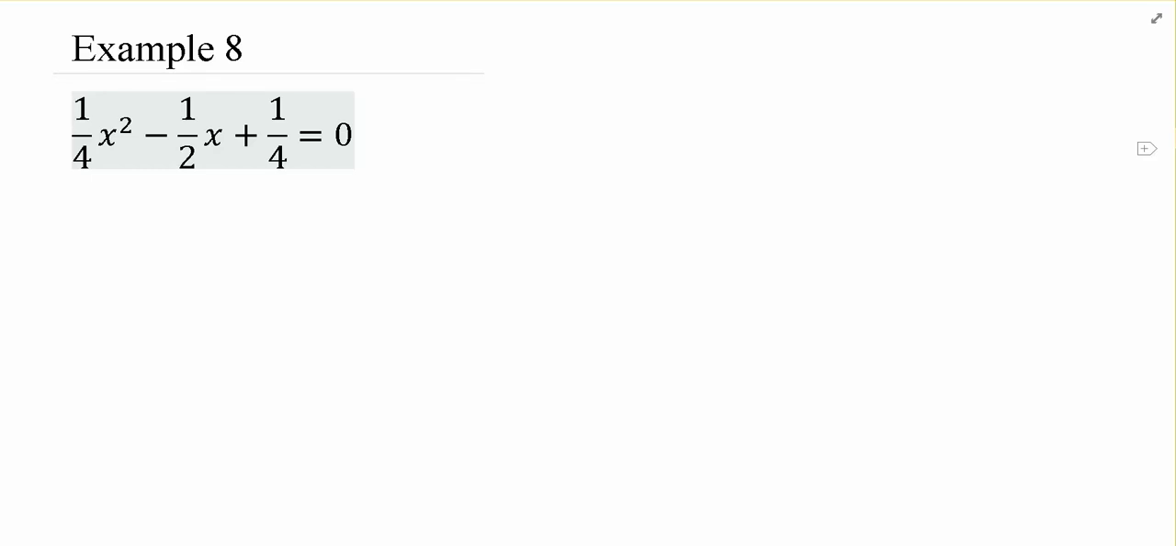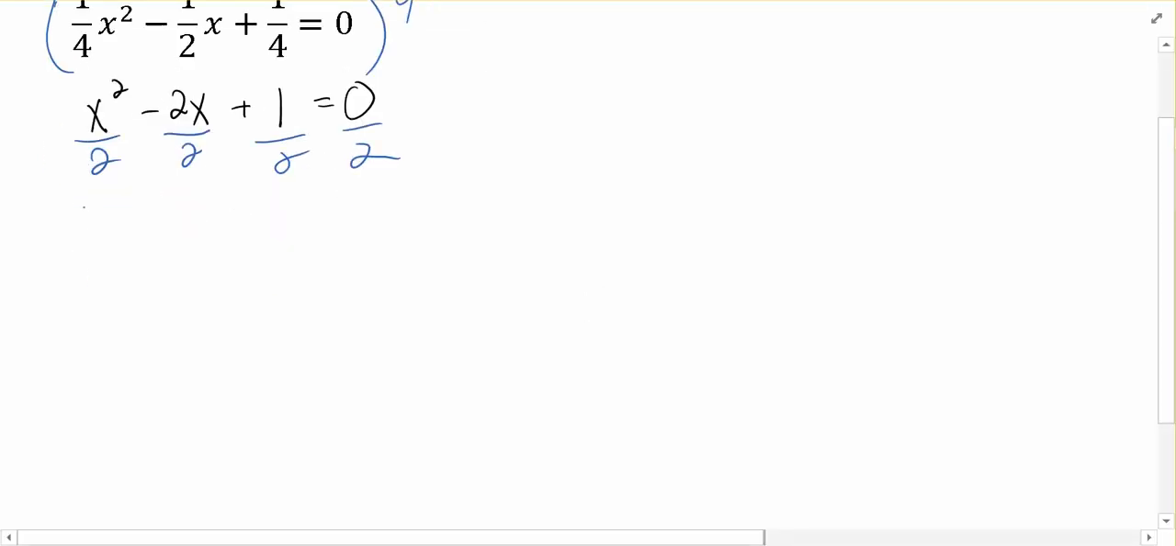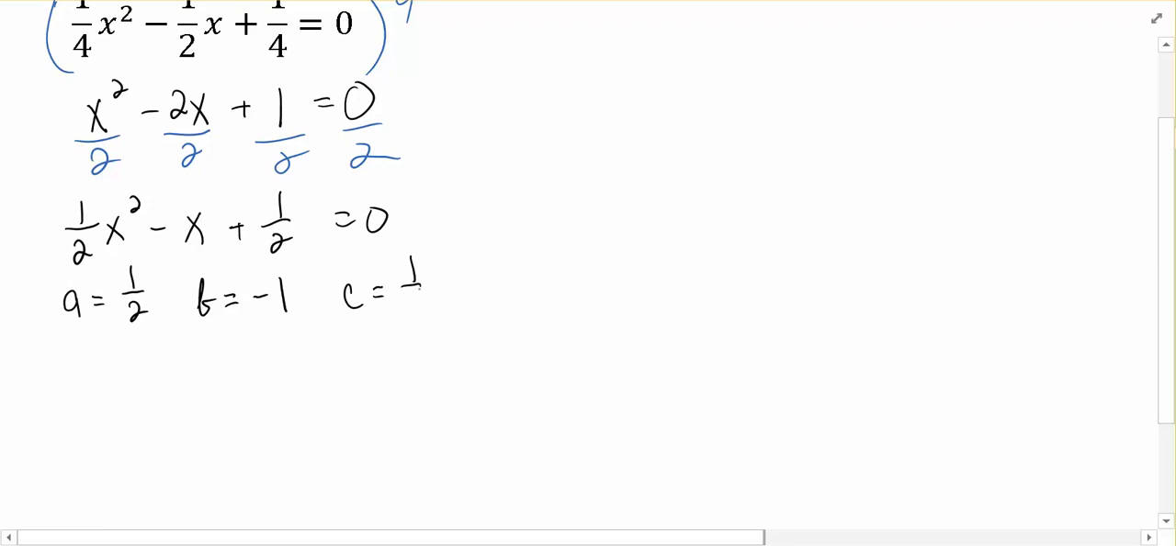In looking at this problem, this has fractions involved. The reason I put this into the notes is just to remind you, you can clear fractions. If you don't like them, multiply by the LCD. That's going to get us x squared minus 2x plus 1 equals 0, at which point we could use the trick. Our middle coefficient is even, so we could divide both sides by 2, giving us 1 half x squared minus x plus 1 half equals 0, so that our a value is a half, our b value is negative 1, and our c value is positive 1 half.